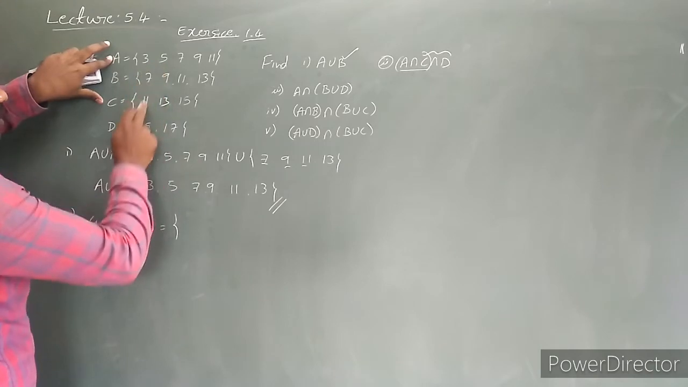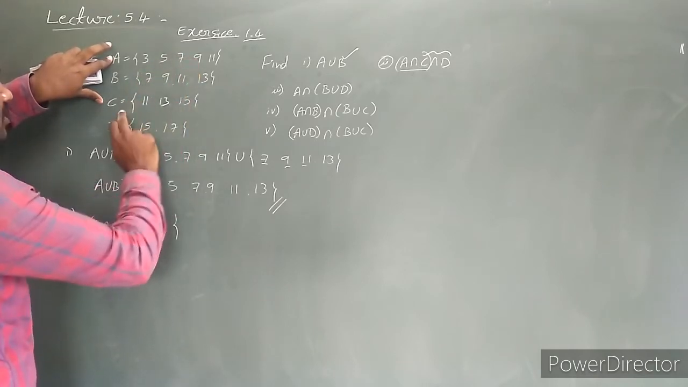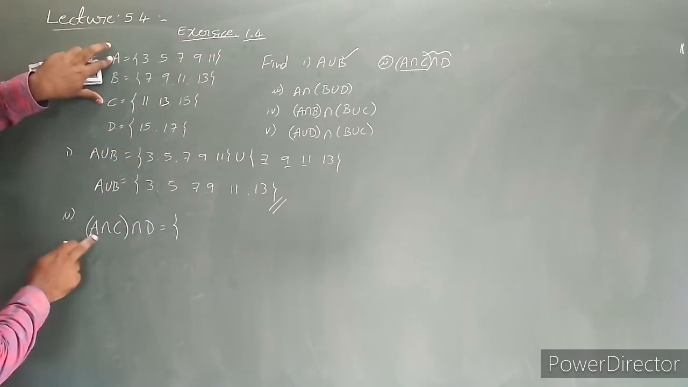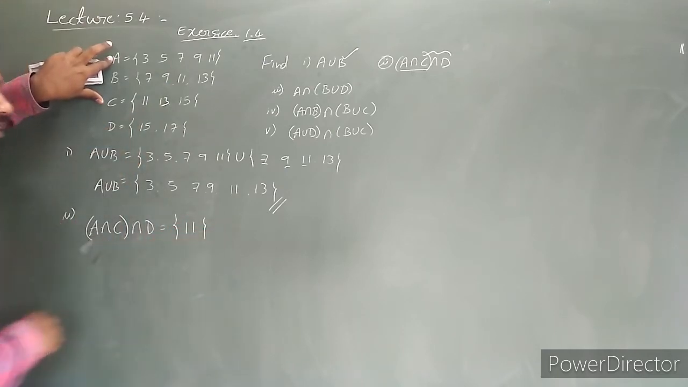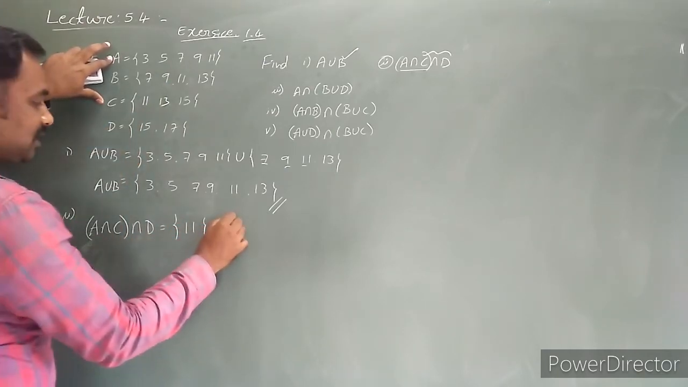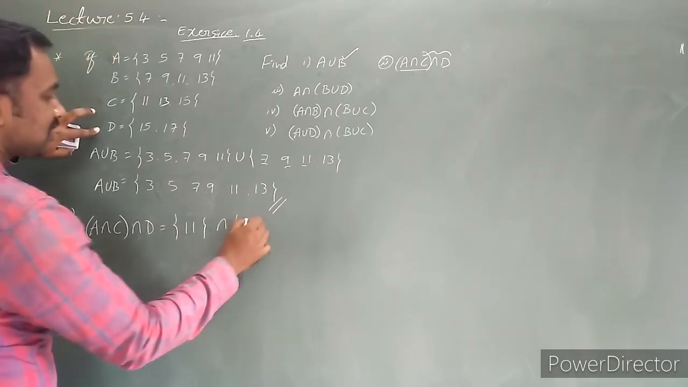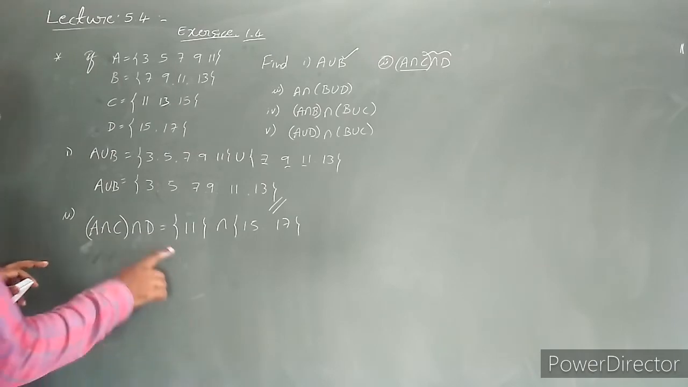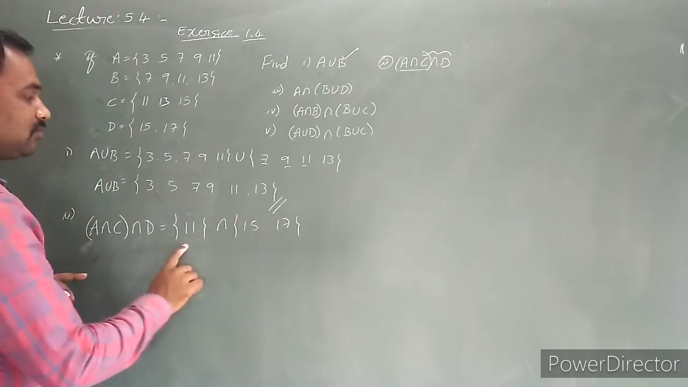3 is not there, 5 is not there, 7 is not there, 9 is not there, 11 is there. Here also 11, here also 11. A intersection C is 11. Intersection D set. What is the D set? D set is 15, 17. Now, intersection of these two sets.